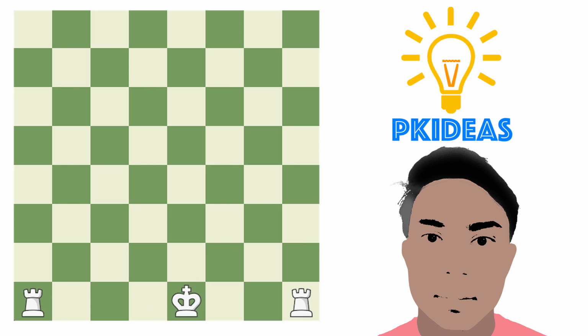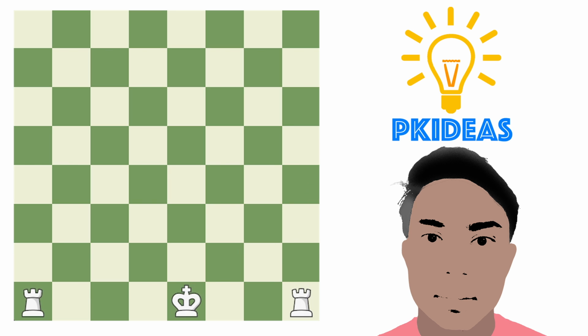Now another rule is that the king is not allowed to be in check. So in a position like this with the bishop on g3, the king is neither allowed to castle on the kingside nor the queenside, simply because this bishop is checking the king on e1.